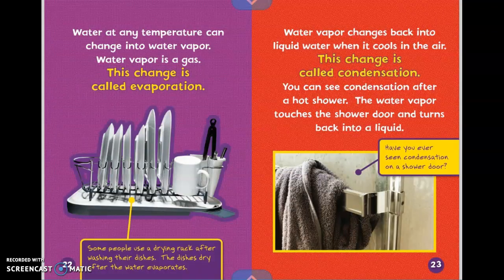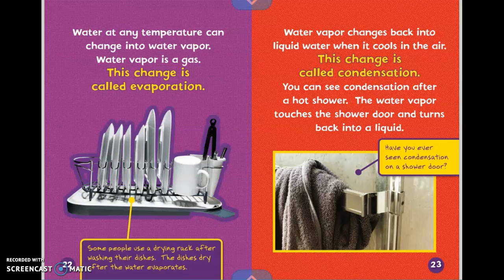Water at any temperature can change into water vapor. Water vapor is a gas. This change is called evaporation. Some people use a drying rack after washing their dishes. The dishes dry after the water evaporates.